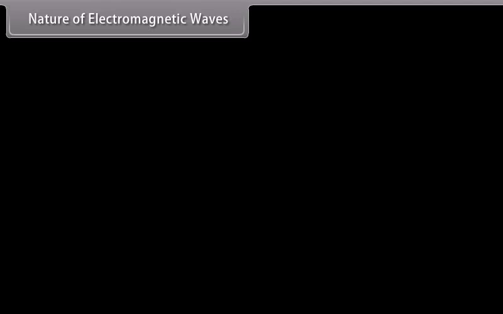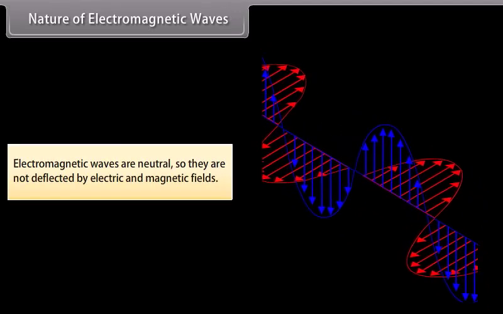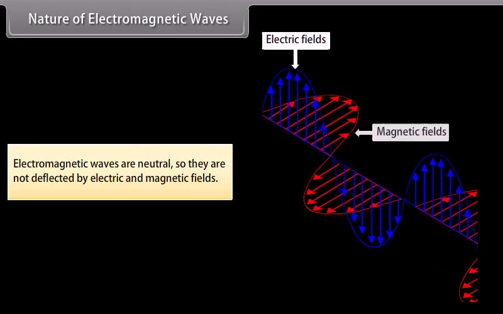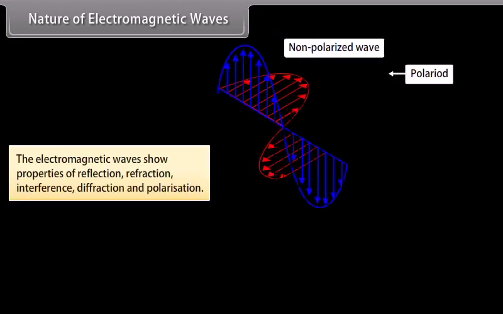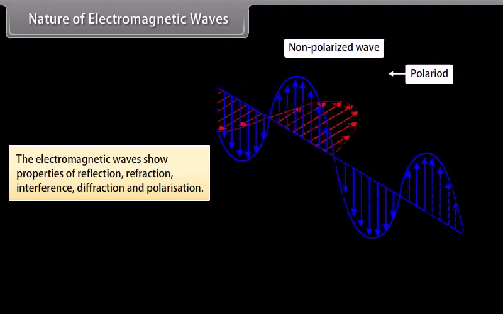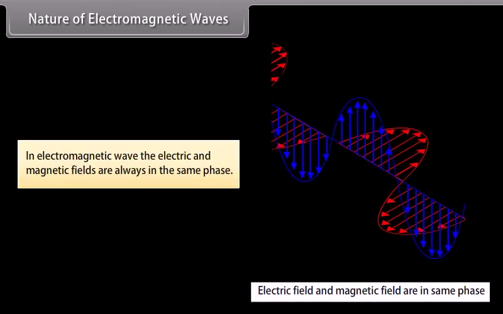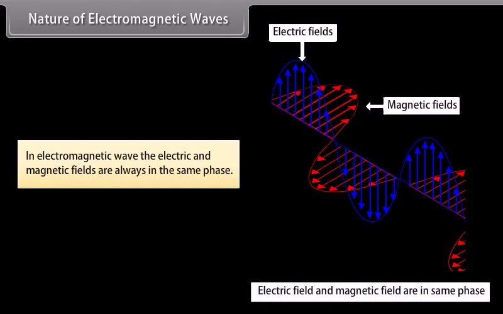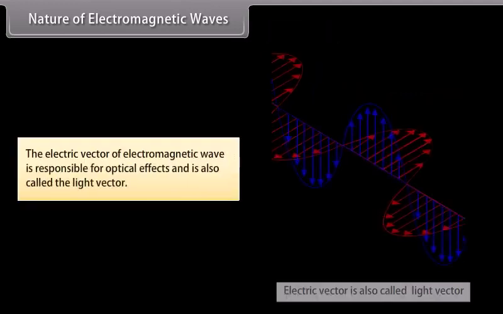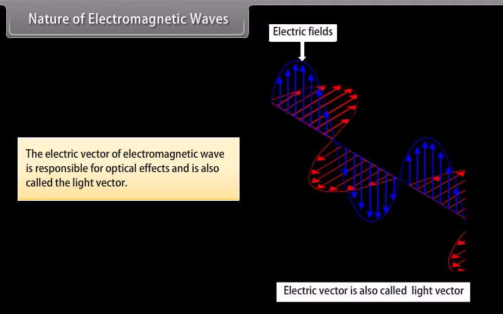Nature of electromagnetic waves. Electromagnetic waves are neutral, so they are not deflected by electric and magnetic fields. The electromagnetic waves show properties of reflection, refraction, interference, diffraction, and polarization. In an electromagnetic wave, the electric and magnetic fields are always in the same phase. The electric vector of an electromagnetic wave is responsible for optical effects and is also called the light vector.